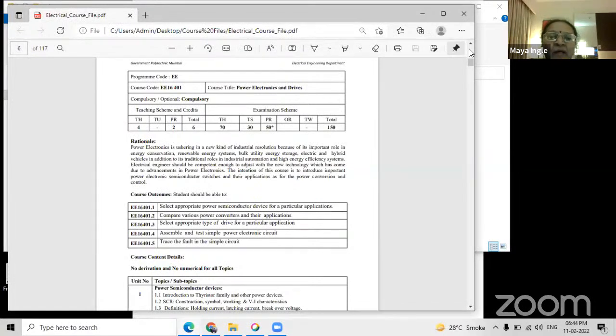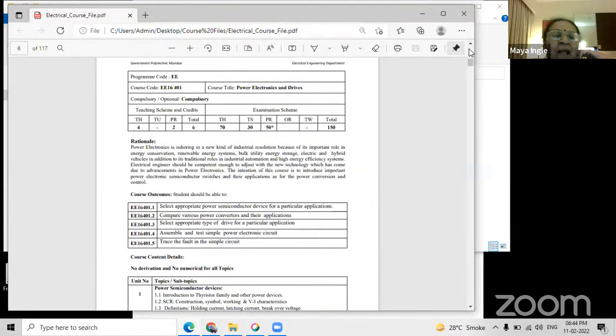So program code, EE, electrical engineering. Program codes are different than course codes. Then the course is EE16. So there are ways, again, whatever your institute suggests or develops for the course code, the way of writing the course codes, you have to accept those things.